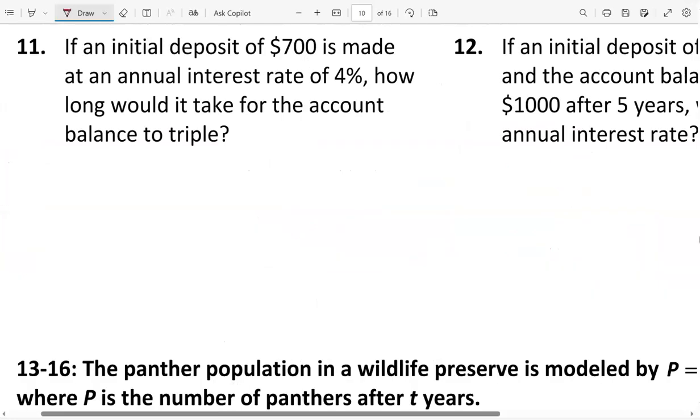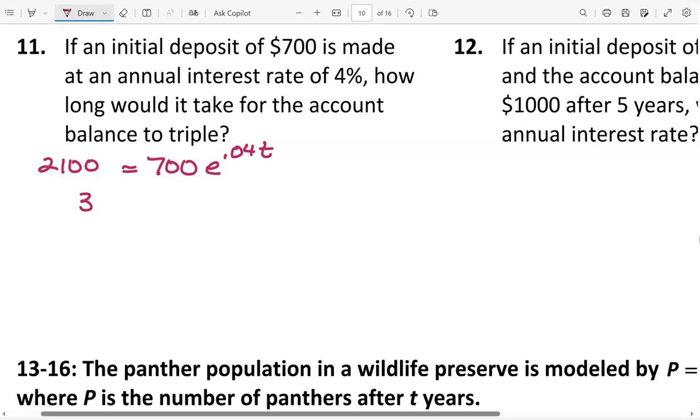In number 11, an initial deposit of $700 is made at an annual interest rate of 4%. How long would it take for the account balance to triple? So if the account balance triples, if our initial deposit is $700, then our account balance would be $2,100. And that's equal to 700 times e to the 0.04 times t, because we are looking for how long it would take, so we're looking for t.